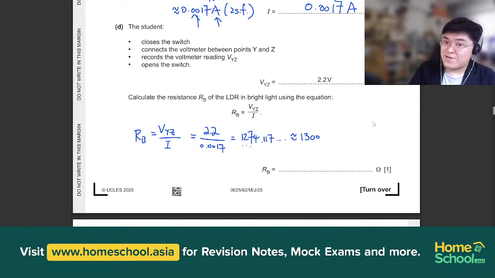What's the units for resistance? It's ohms. And then let's write down 2 SF right here. So the answer is 1300 ohms. There we go. So how to get your mark? Basically, if you write this down, you should get your mark.